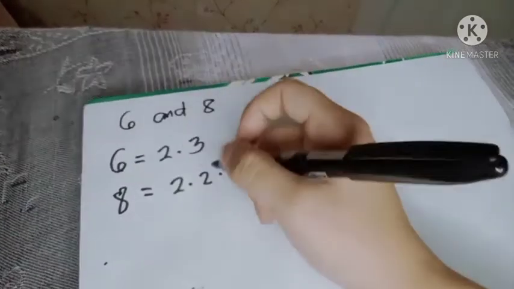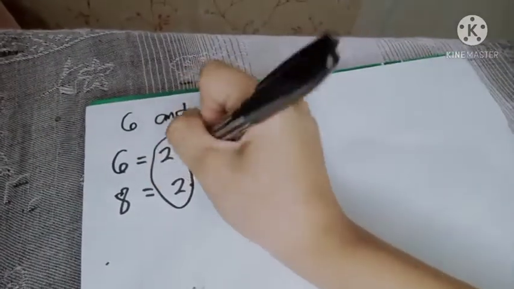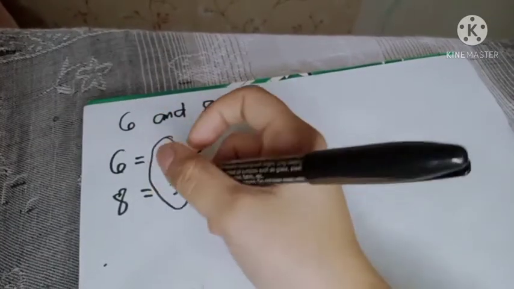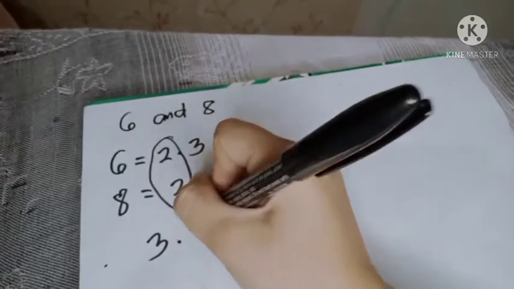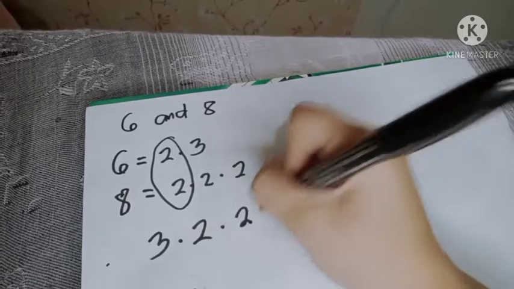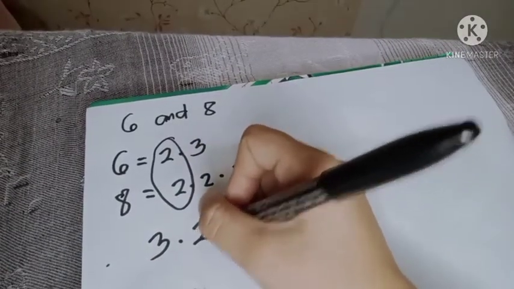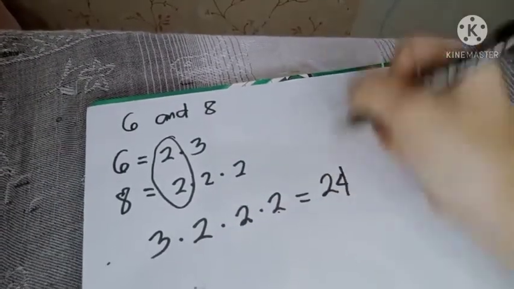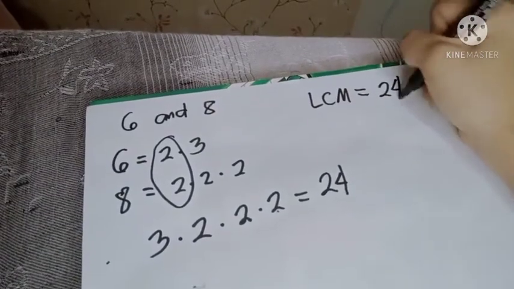Why? 2 times 2 equals 4. 4 times 2 equals 8. Then, the common factor here is 2. So, you need to multiply. So, 3 times 2 times 2 times 2. So, 3 times 2 equals 6, times 2 is 12, times 2 is 24. So, the least common multiple here is 24.